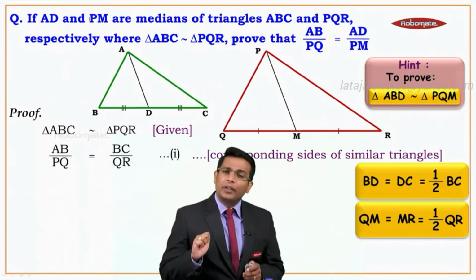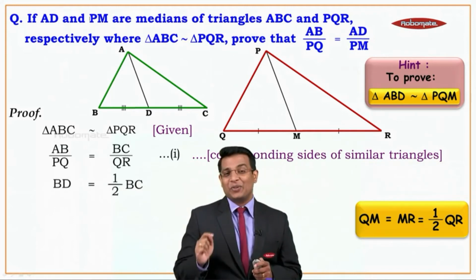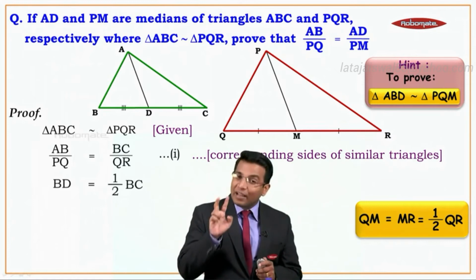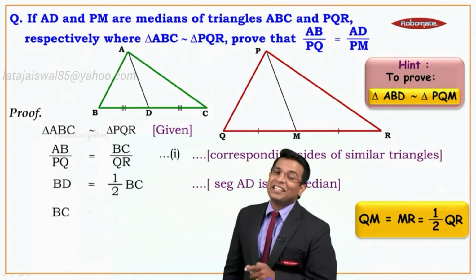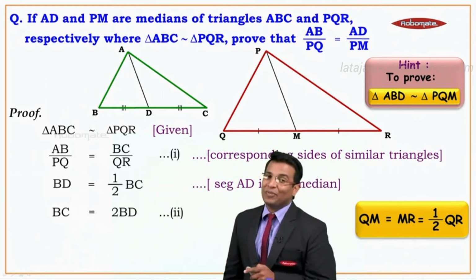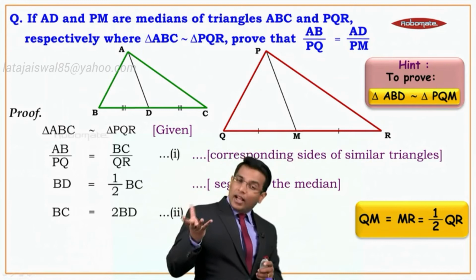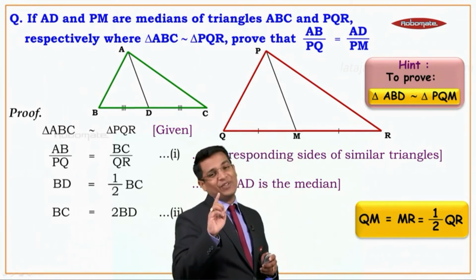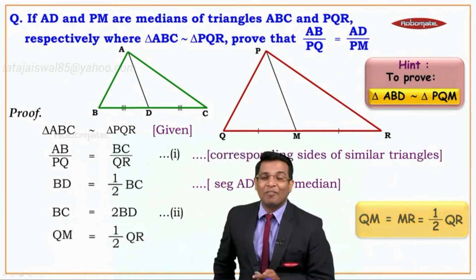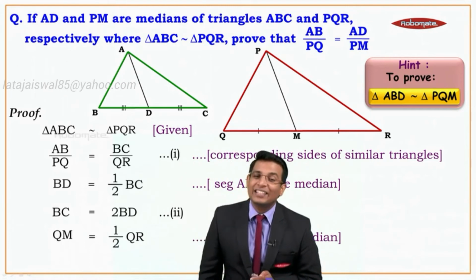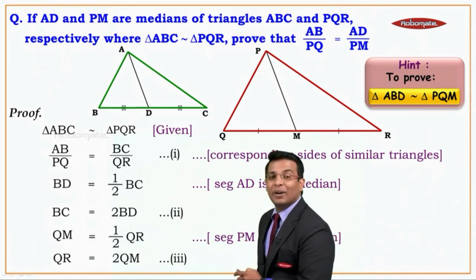From this, let's pick up BC. We know that BD is equal to DC is equal to half of BC. So from that, BC is twice of BD. This is the information we have, and this will be our equation number 2, right? Same way, in the other triangle for QR, we have QM is equal to MR is equal to half of QR. So QR is twice of QM. And this will be statement number 3, right?